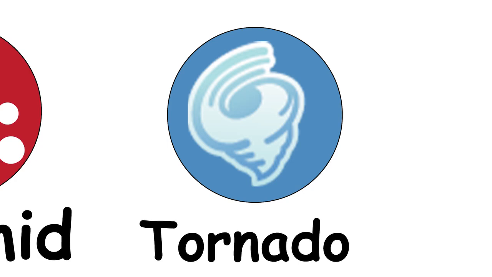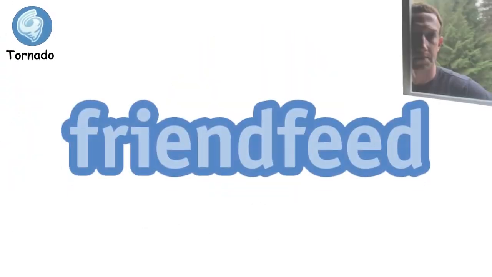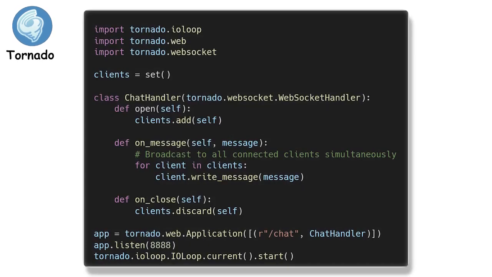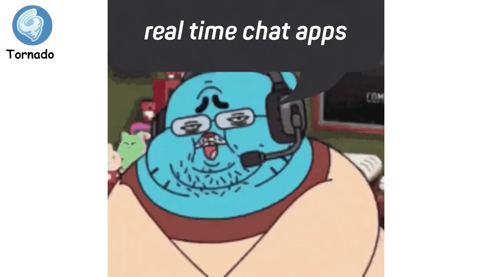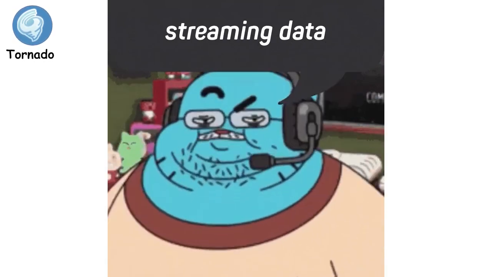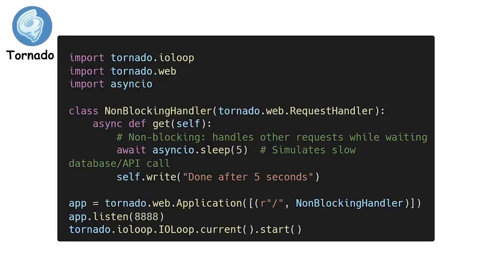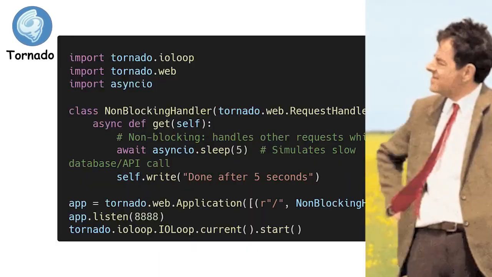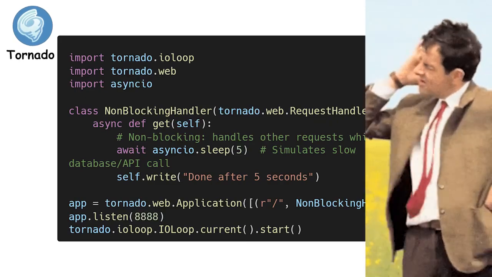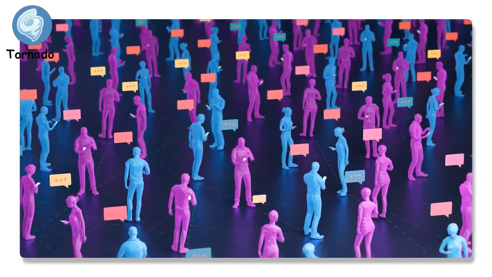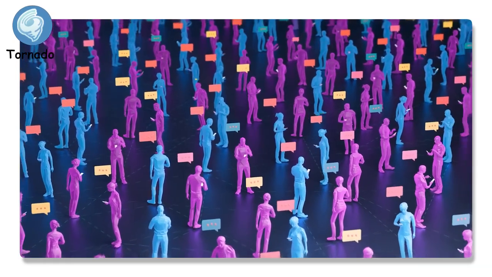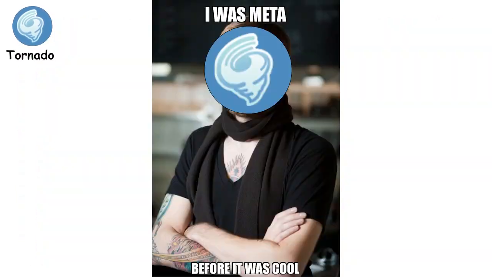Tornado. Tornado is all about real-time capabilities. This framework was originally built at FriendFeed, which Facebook acquired, and it was designed specifically for handling thousands of simultaneous connections. We're talking real-time chat applications, live dashboards, streaming data, WebSockets, anything that needs to maintain persistent connections. It uses non-blocking I/O, which means it doesn't sit around waiting for operations to complete. If you're building anything that involves real-time updates or needs to handle a massive number of concurrent users, Tornado has been solving this problem since before async Python was even mainstream.